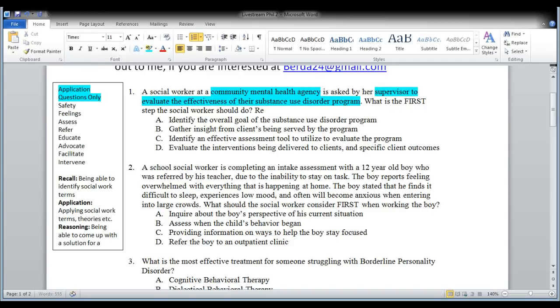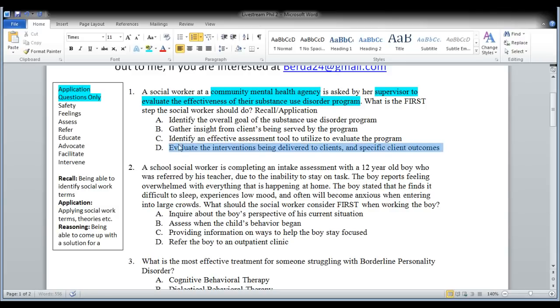So here we're going to be looking at more of a recall/application. We need specific research style terms to guide us to the answer here. But we're not going to be able to apply the acronym. So A, identify the overall goal of the substance use program. B, gather insight from clients being served by the program. C, identify an effective assessment tool to utilize to evaluate the program. D, evaluate the interventions being delivered to clients and specific client outcomes.